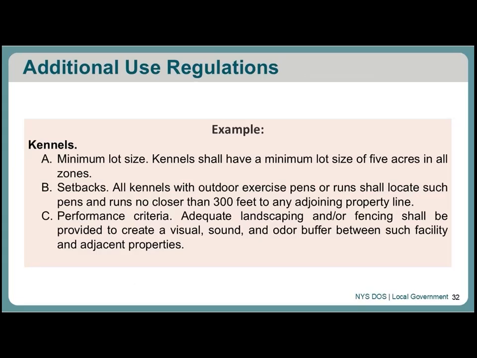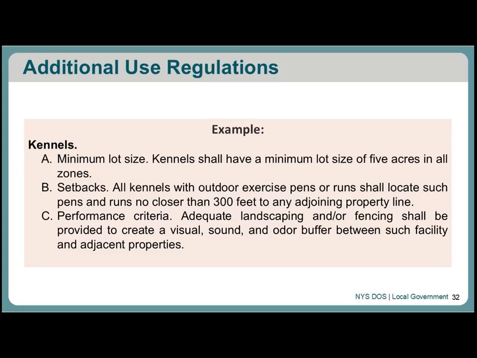You'll see the first two are dimensional and will require an area variance if it wasn't met. So minimum lot size of 5 acres in all zones, and all kennels with outdoor exercise pens or runs shall locate all such pens and runs no closer than 300 feet to any adjoining property line. So again, trying to minimize the nuisance to the neighbors.